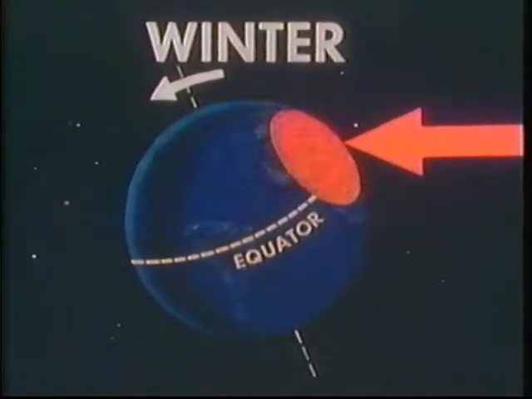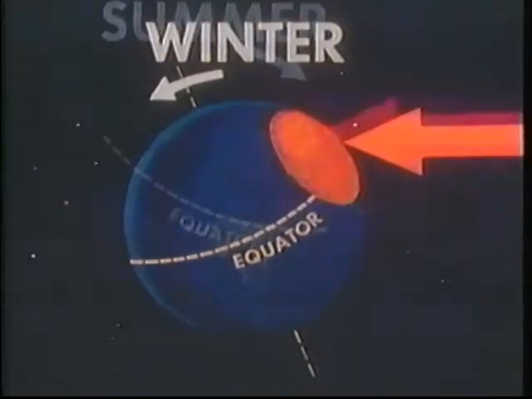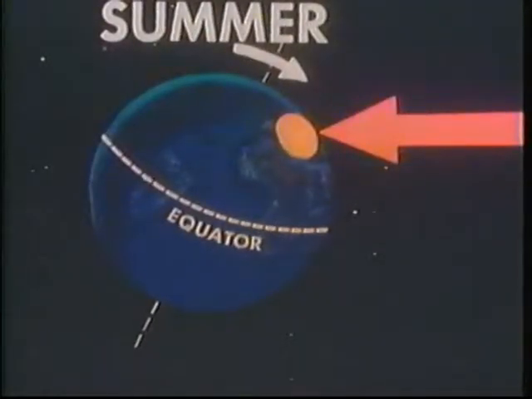The Earth is tilted on its axis. As it revolves around the sun, the northern hemisphere is first tilted away from the sun in winter, and then toward the sun in summer. This, of course, gives us our seasons.